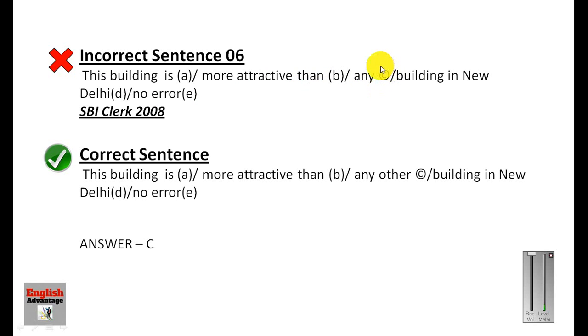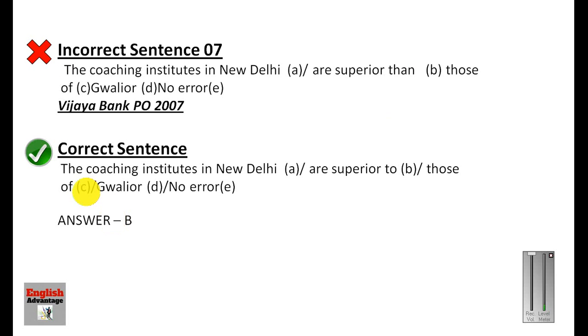So this is the erroneous part, the wrong part. We have to say here "any other." So "than" is followed by "any other." The answer would be C. This question has come in SBI Clerk 2008. Now let us see the next question.